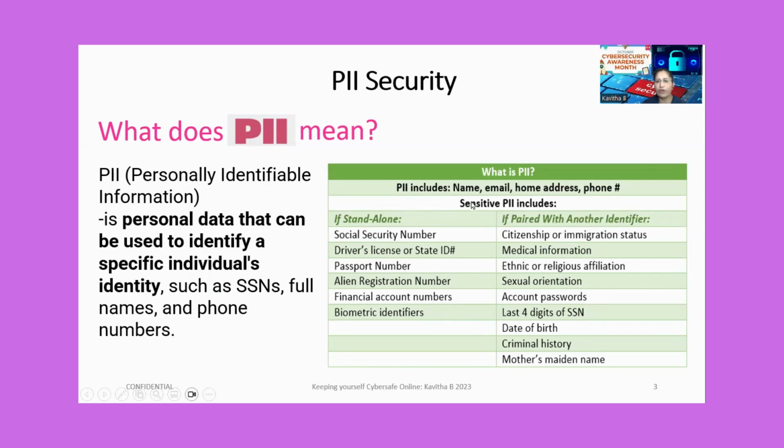So it's mainly your name, your email address, home address, phone number, social security number, SSN, or it could be your date of birth, and your mother's maiden name, things like that. So you have to be careful about sharing this sort of information anywhere. The importance of PII security is that it's very necessary to protect your own sensitive information from unauthorized access, identity theft, or any other cybercrime for that matter.